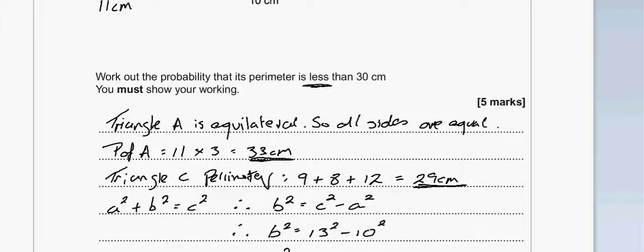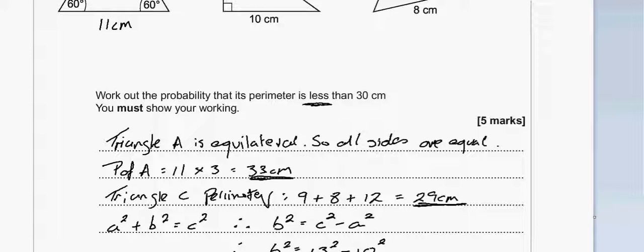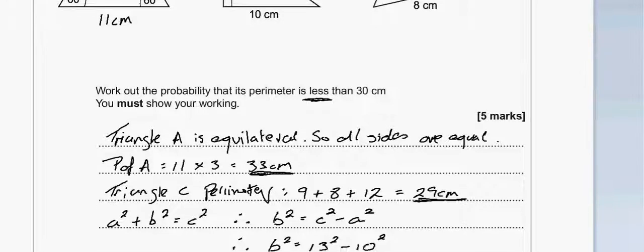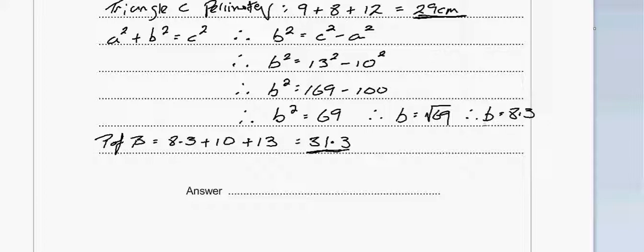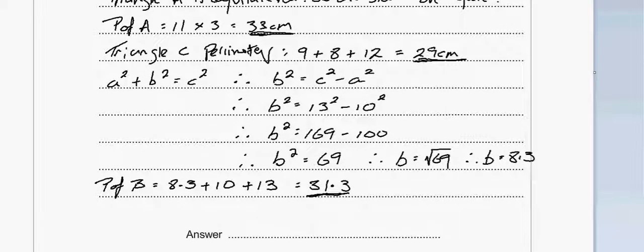Now, always go back to the question. It says, what's the probability that its perimeter is less than 30? So we only have 3 triangles. Only one of them is less than 30 centimeters. So our answer would be probability of 1/3, or 1 in 3.